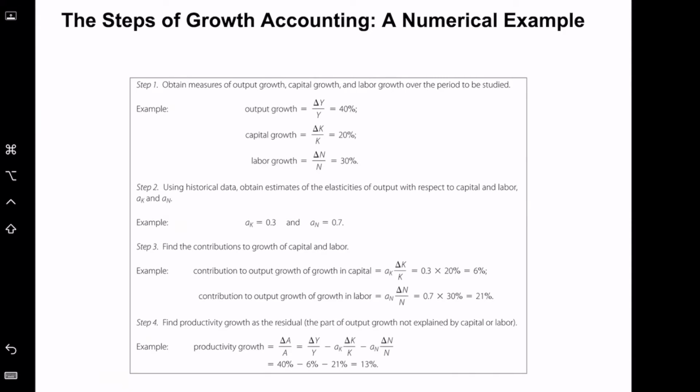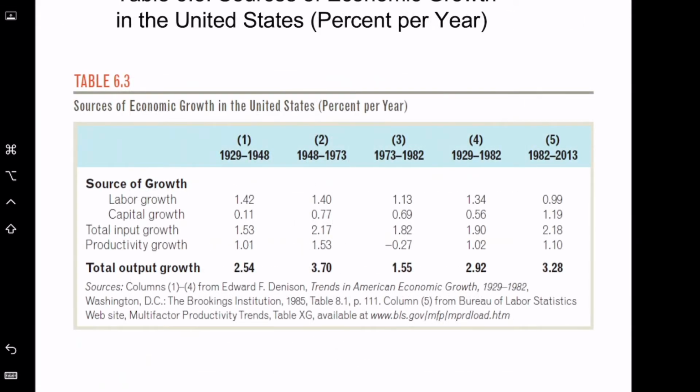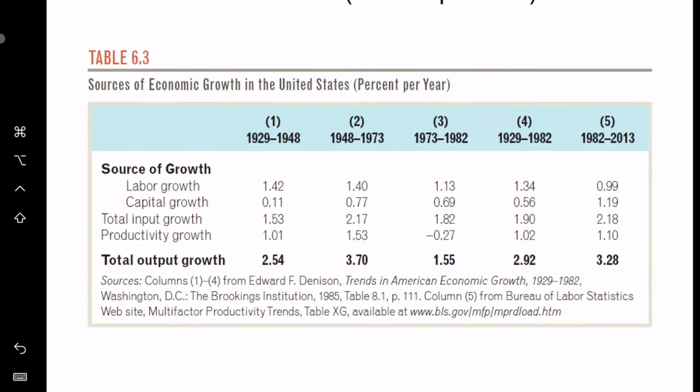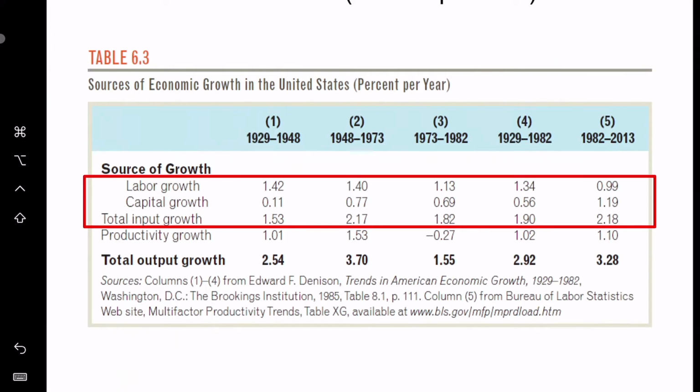Then later on, the last step is that we can compute the percentage of contribution of each component to the output growth. So let's take a look at the outcome of this growth accounting. Here's the example of using the US data to come up with the contribution of each factor to the output growth. As you can see here, for the US, the total input growth was about 2%, even though in 1973 to 1982 it was lower than 1948 to 1973.